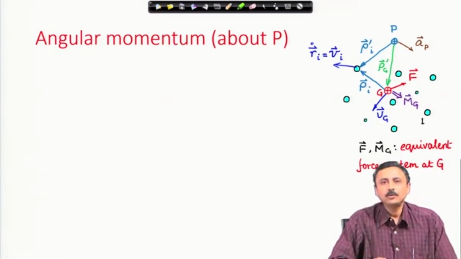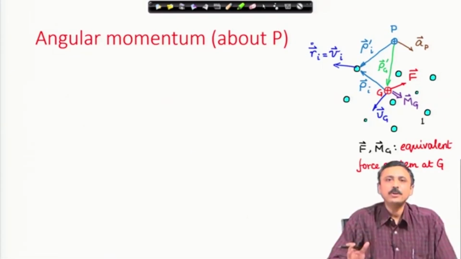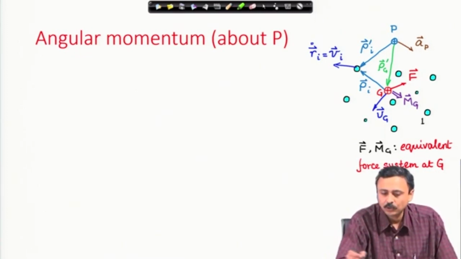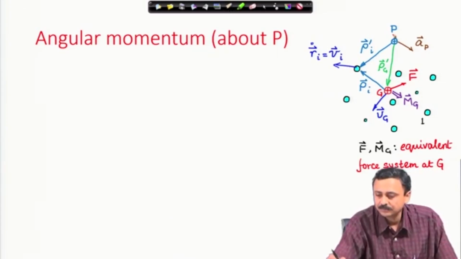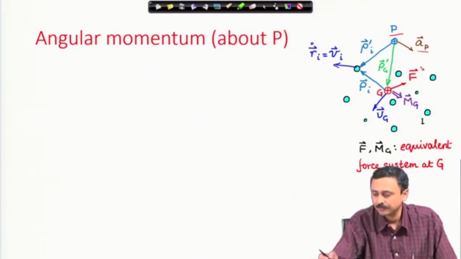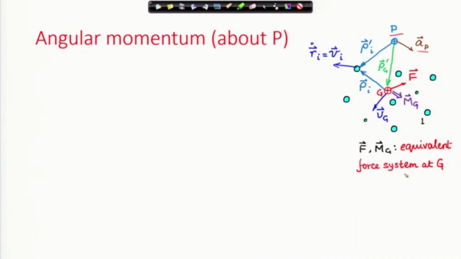Now, we are going to move and calculate this angular momentum about an arbitrary point. Here in the figure I have shown this arbitrary point as P, which might have motion, which has velocity, arbitrary acceleration, and I also find out the equivalent force system at G.